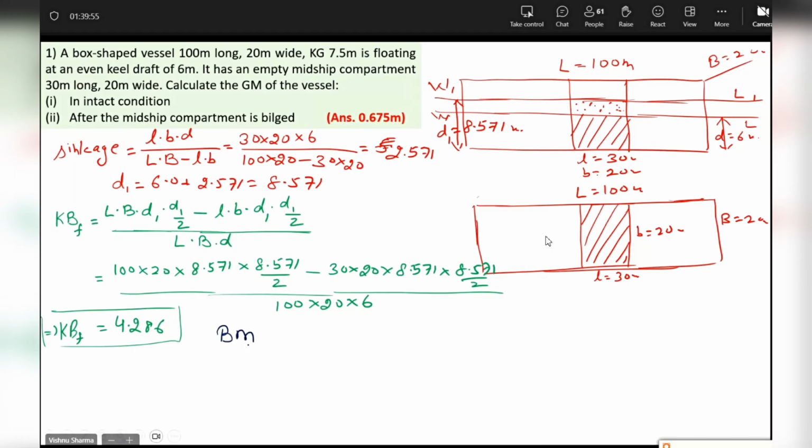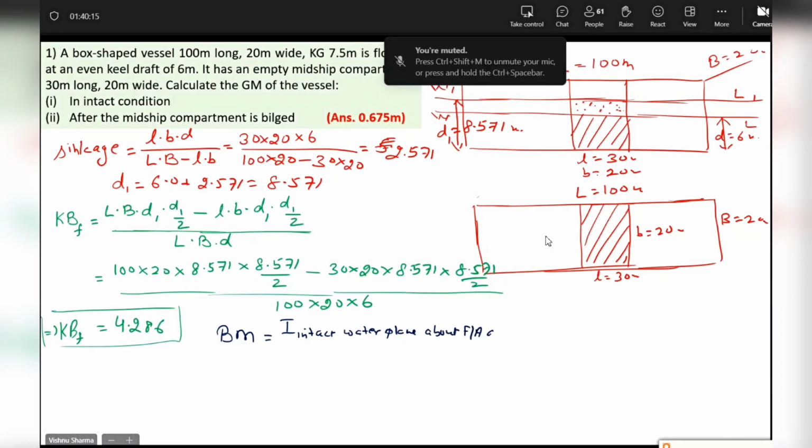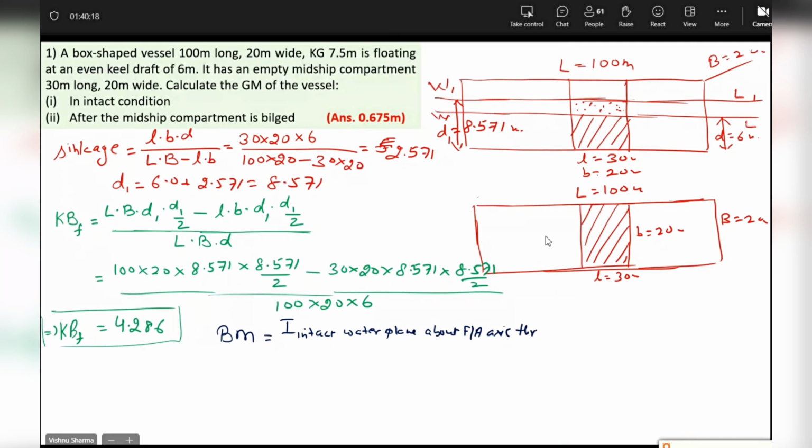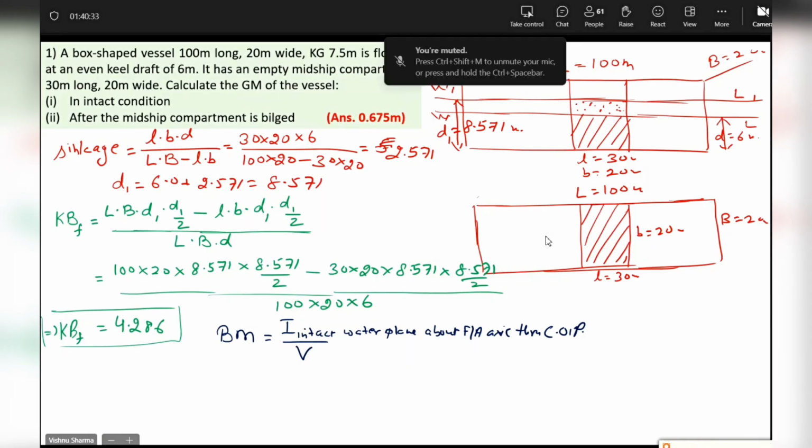BM, when I say it, means BMT. I said I of what? Intact waterplane, about its axis through COF. I'm writing in detail for the first time. You don't have to write that much. Do you agree this was the formula taught to you, beta, when we did the formula for BM? Yes or no? Yes, sir. Divided by V. What was V there? Go back to the formula if need be. What was V in the formula?